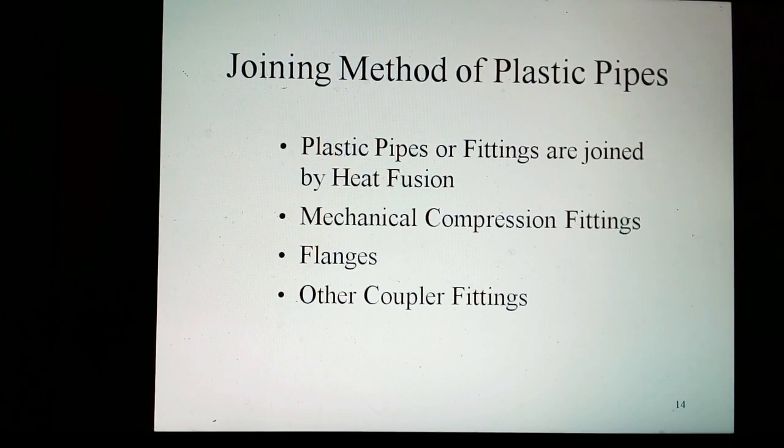There are different joining methods of plastic pipes. Plastic pipes or fittings are joined to each other by heat fusion or with mechanical fittings. Plastic pipe may be joined to other pipe materials by means of compression fittings, flanges, or other qualified types of manufactured transition fittings. There are many types and styles of fittings available from which the user may choose.